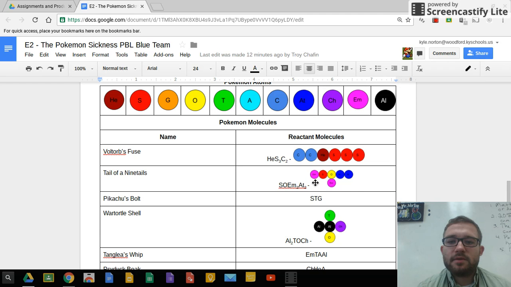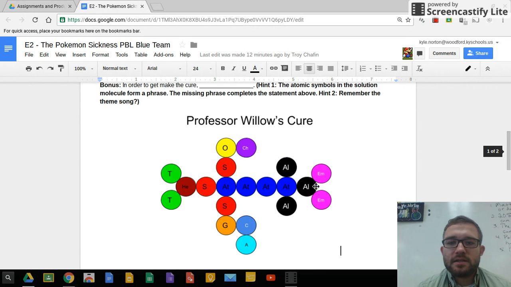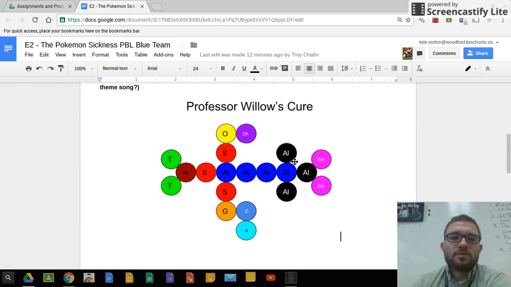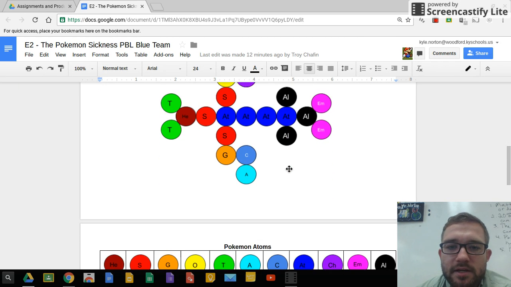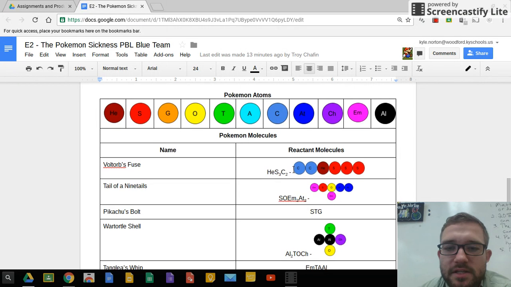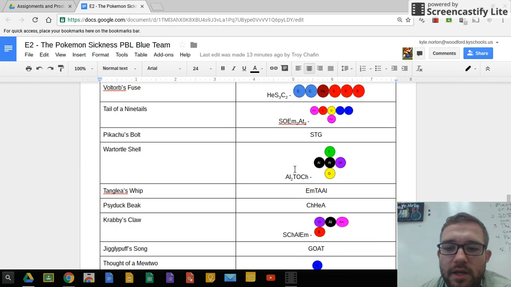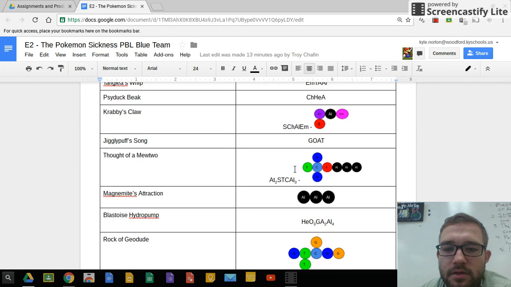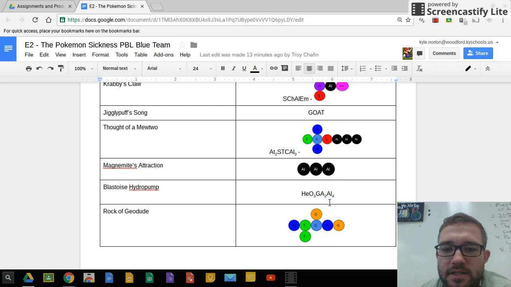And here's another thing that might work. Well, let's see. Let's find one where we only have 1 O. Okay, so we only have 1 O, right? So we can go down here to our reactants. We can see if there's any that have more than 1 O, and we'll know that they don't work. Look at this. This one says HEO3, Blastoise's hydropump, and it has 3 atoms of oxygen.